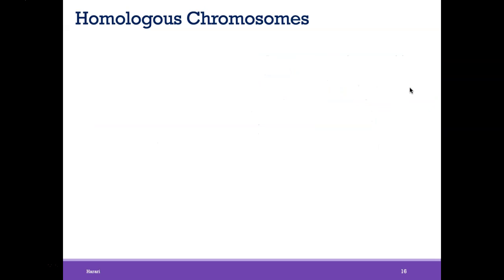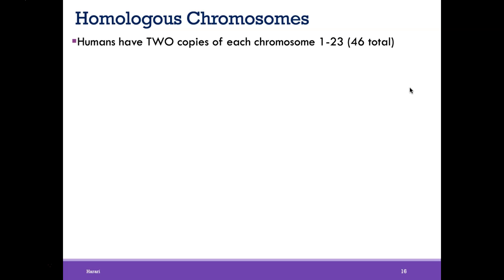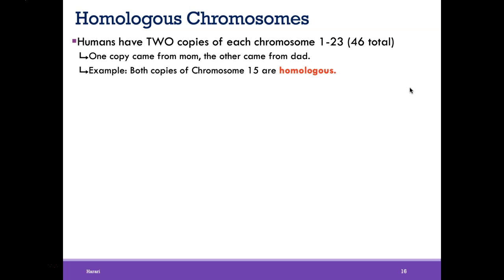So this brings us to a very important discussion that must be understood very well. Humans have 2 copies of each chromosome, right? We said we have 23 pairs of chromosomes. 1 copy of each came from mom. The other copy of each came from dad. There's a word called homologous. That means having the same structure. And that's a very important term to understand.